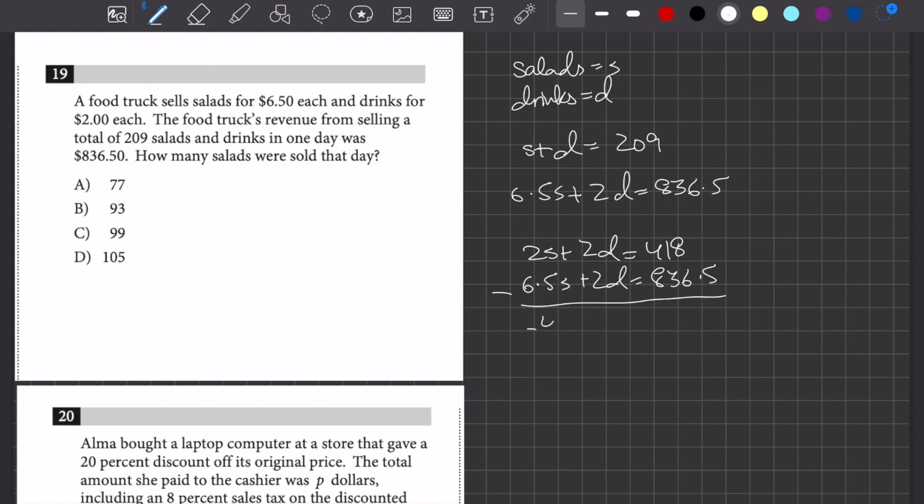This gives -4.5s equals -418.5. Dividing both sides by -4.5 gives us s equals 93. Option B.